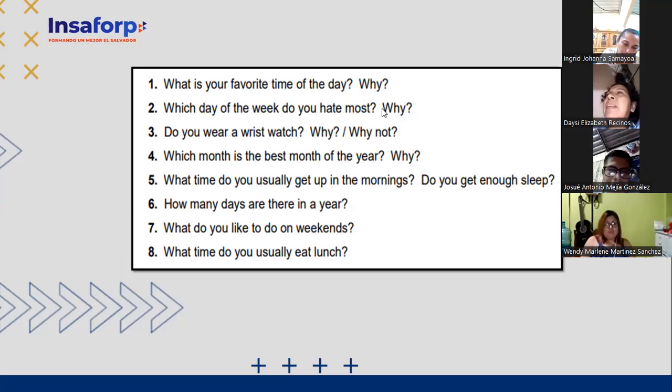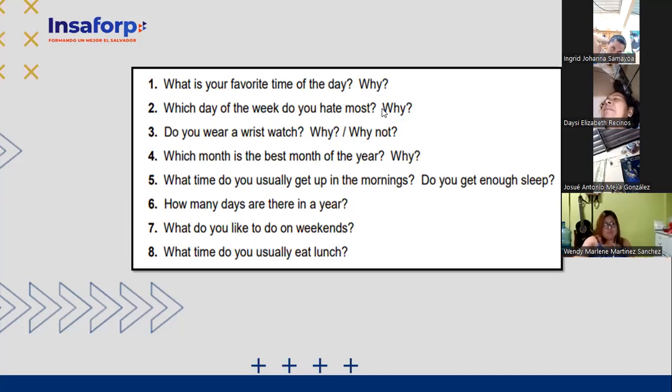Do you wear a wrist watch? Solo suena la R. Wrist. Wrist watch. Wrist. Do you wear a wrist watch? Why? Why not? Wrist. Partes del cuerpo que ya debería tener ese vocabulario, muñeca, la muñeca. Wristwatch es un reloj de muñeca o de pulsera, ¿ok? So, ¿usted usa reloj de pulsera, sí o no? ¿Por qué o por qué no, verdad? Thank you, Jose. Number 4.